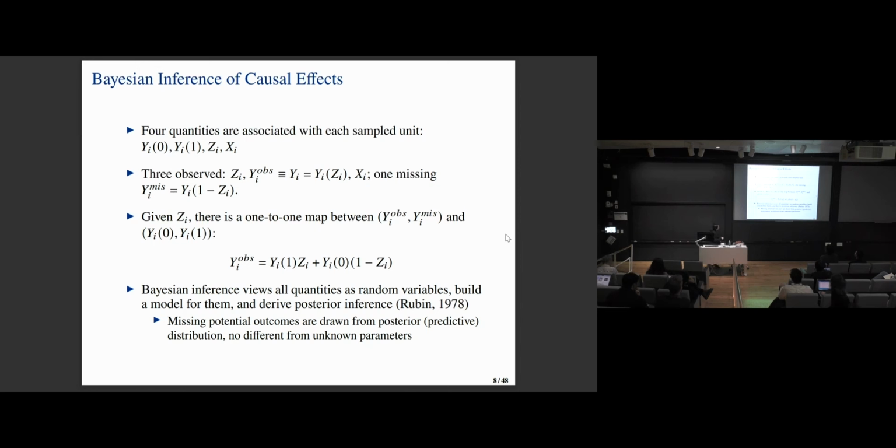So Bayesian inference would view all the quantities as random variables and then build a model for them, of course with parameters, and then derive posterior inference. The key thing is the missing data is viewed as also unobserved random variables, so we can treat them the same way as parameters. I haven't gotten into the concept of parameters, but essentially we can get the posterior predictive distribution of those missing y's. So from this perspective, missing potential outcomes are drawn from their posterior predictive distribution.